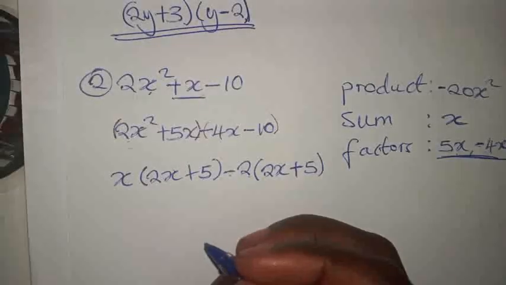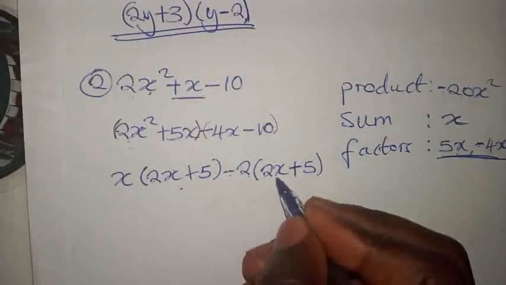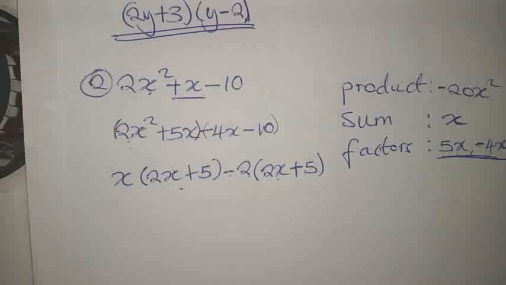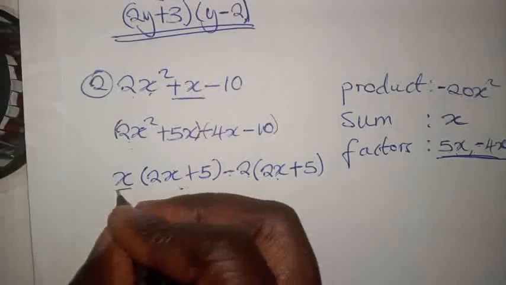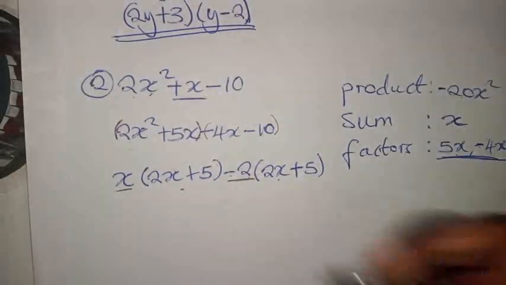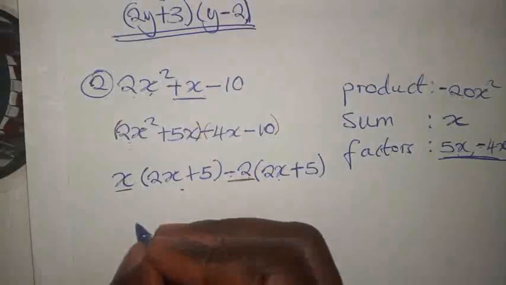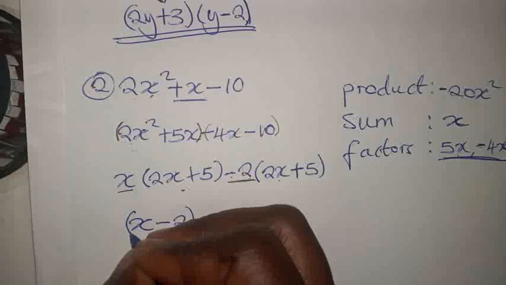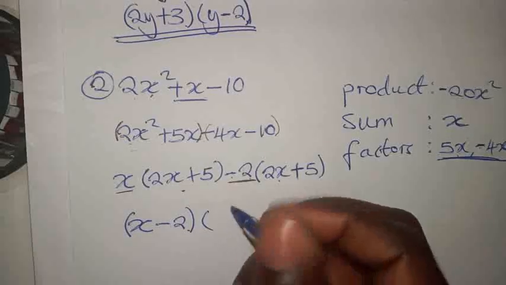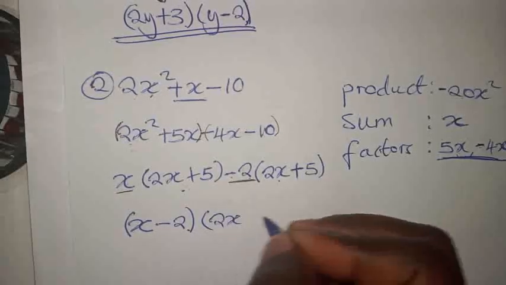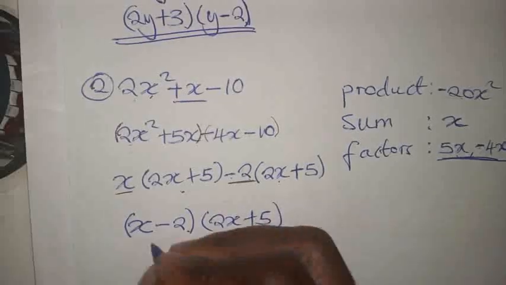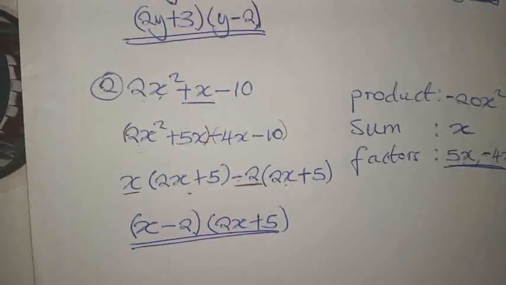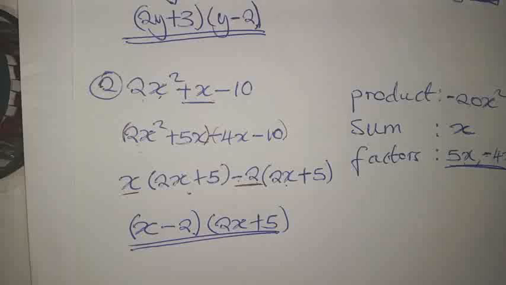Now, since we've reached here, these two terms are the same. Now, like I said, this one will go with this one. Okay, so meaning we can say x minus 2 and 2x plus 5. Then you end there. That's how you solve it. Let us go to our last example.